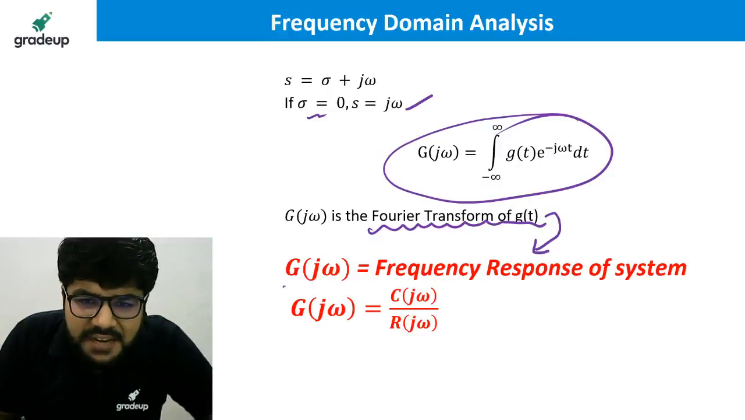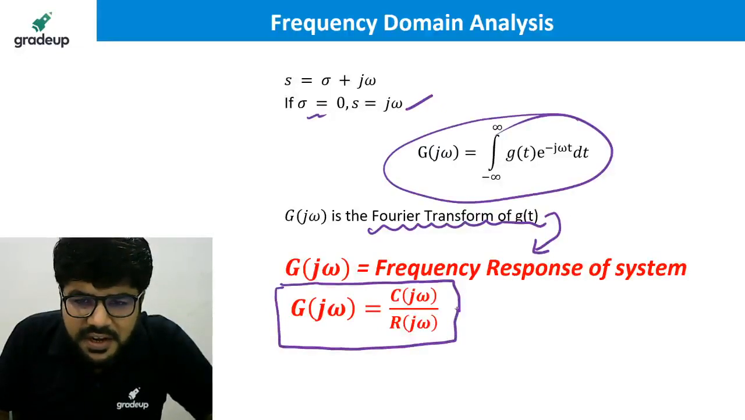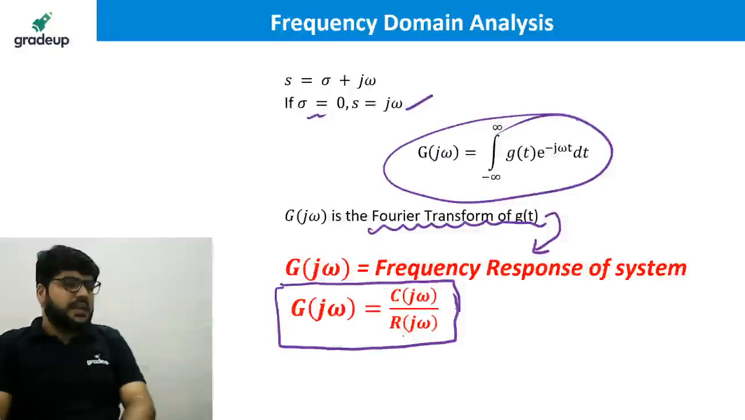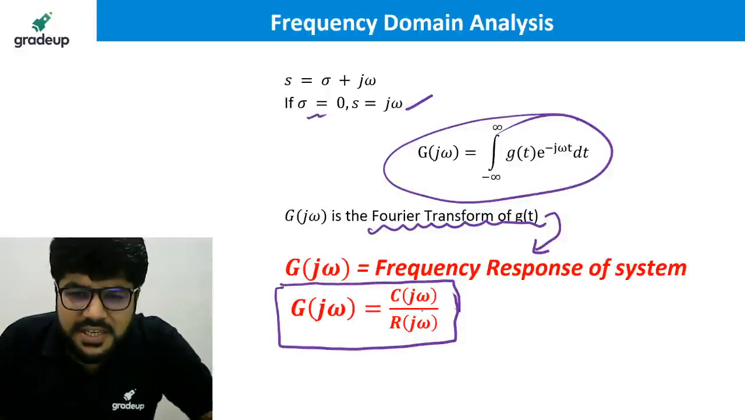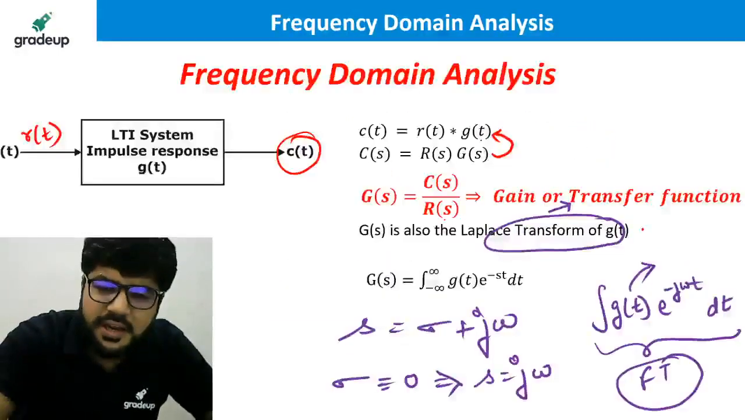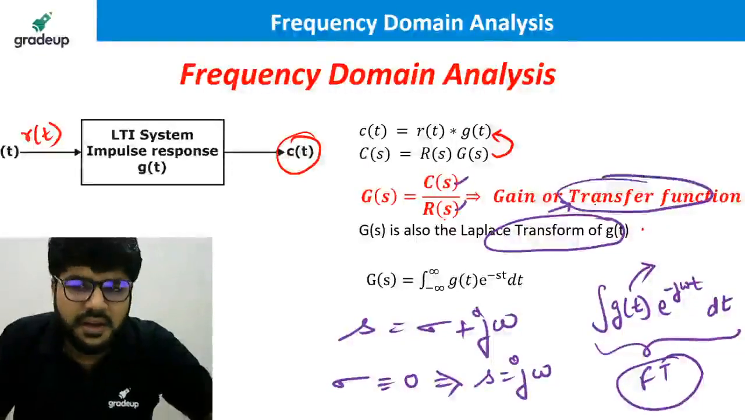First we defined the transfer function, and now I am defining the frequency response of a system. That is defined as the ratio of the output Fourier transform to the input Fourier transform. In the form of frequency gain, this is known as the frequency response, and in the s domain, C(s) upon R(s), this is known as the transfer function.